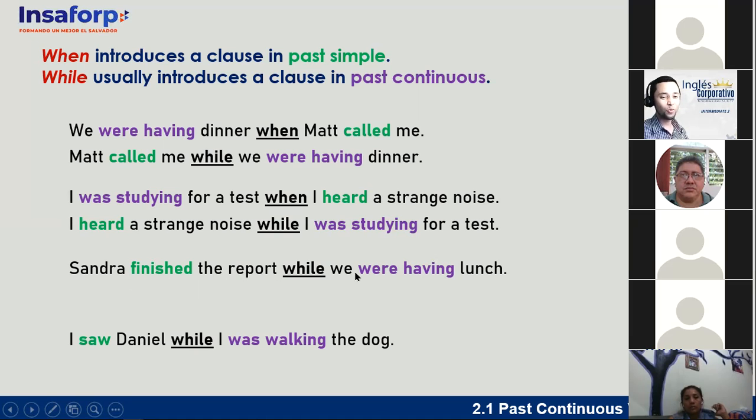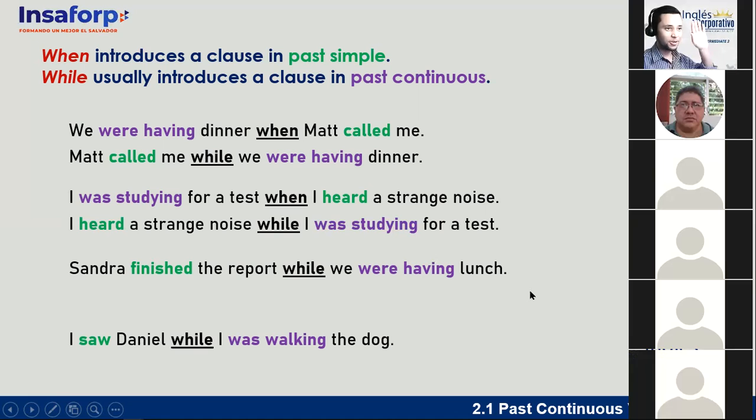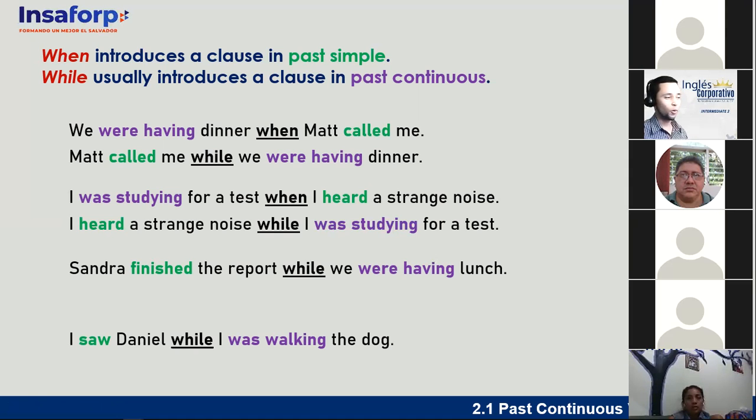Bueno, y hablando de Sandra, sigue en la siguiente oración. Sandra finished the report while we were having lunch. Volunteer, please. Ahora hay que comenzar con we were having lunch. ¿Cómo quedaría? Ciro. We were having lunch, Sandra finished the report. Quiero ver si me quedó claro. While we were having lunch, Sandra finished the report. That's right. Yes, that is possible. Esa oración es posible. Sin embargo, me gustaría que me diera la versión en la que se utiliza when.